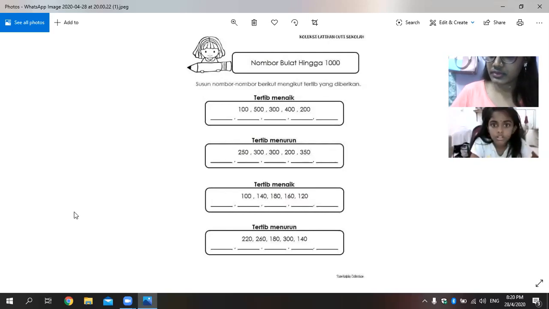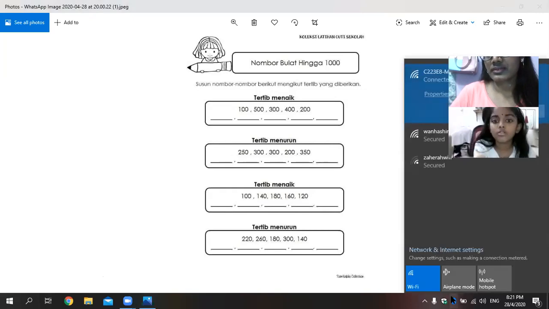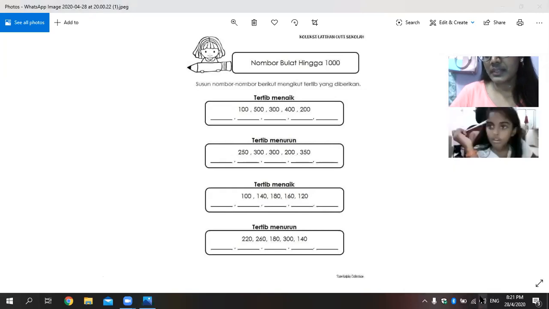Tertib menaik, menaik lah. 500, 400. That is not menaik. That is menurun. Menaik is small to big numbers. Menurun is big numbers to small. 100, 200, 300, 400, 500. Is it right? Yep, correct.